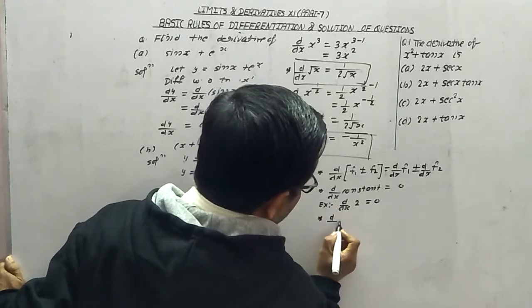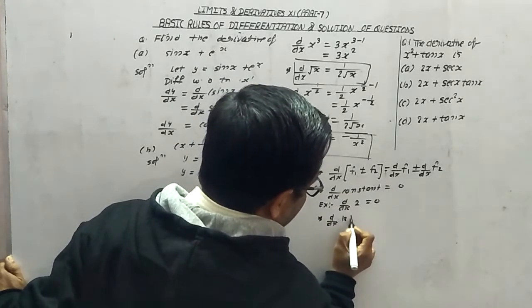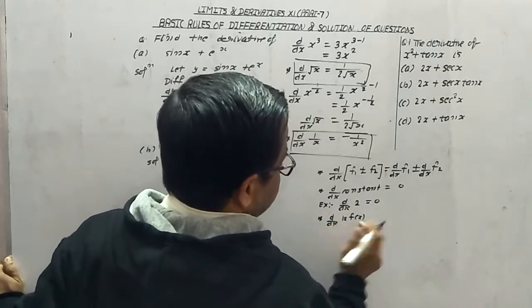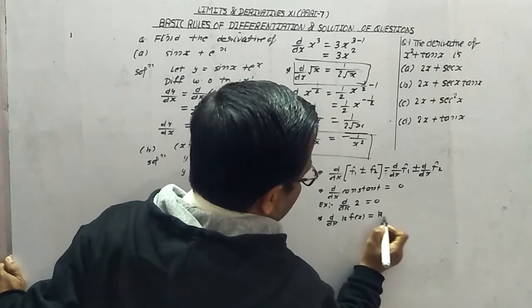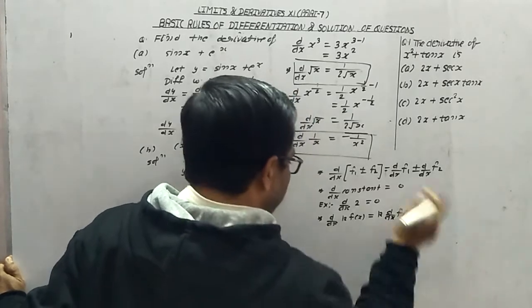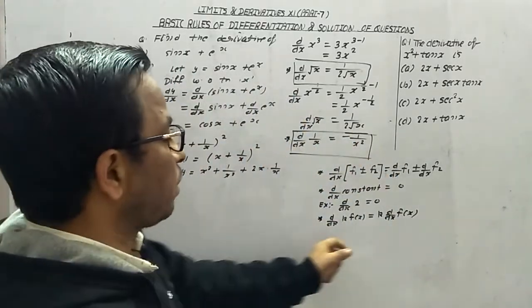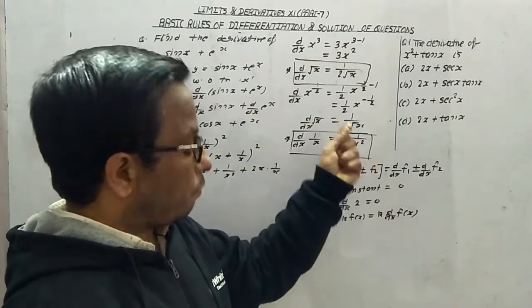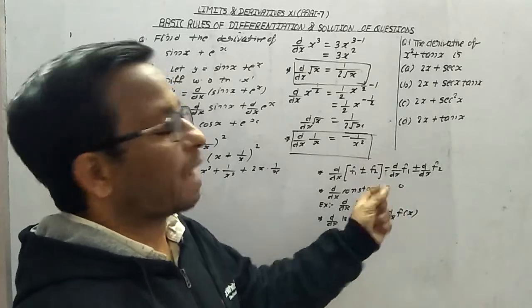Another rule, d by dx of k into fx. It means where k is any constant, so what will be the derivative? K into d by dx of fx. It means constant will come outside and we will do the differentiation of that part in which we have the function or in which we have the x only.